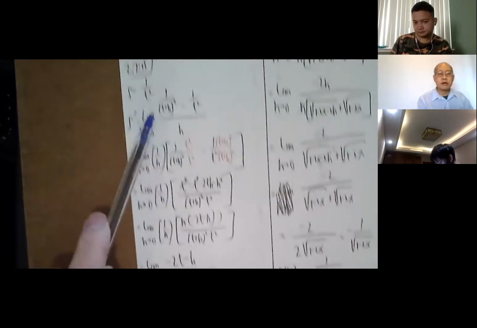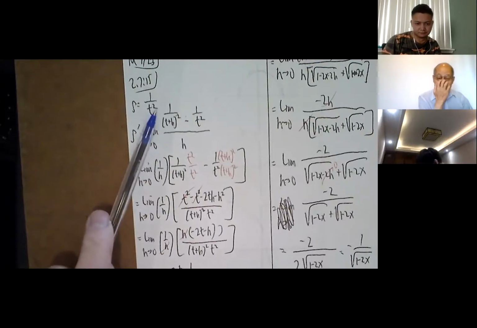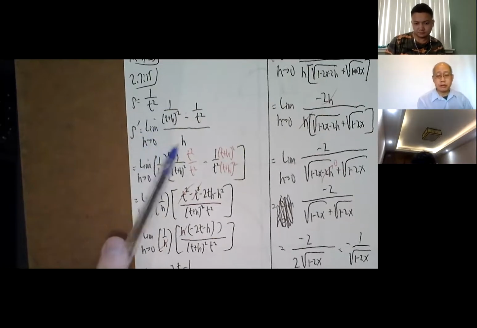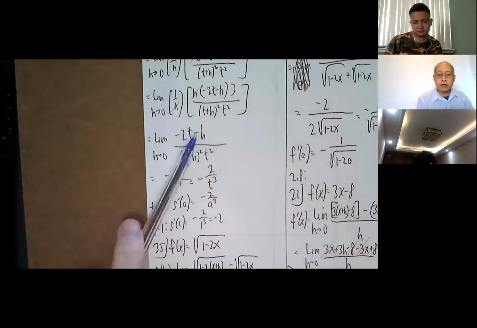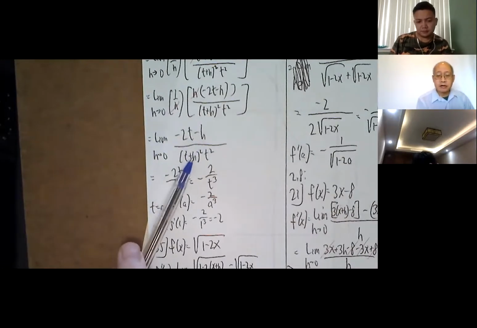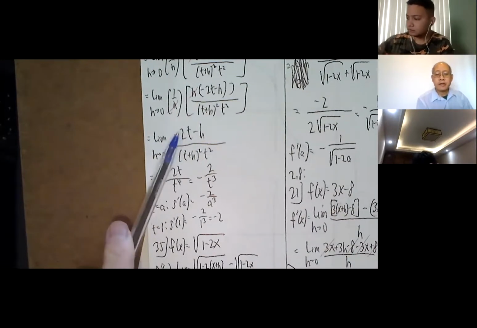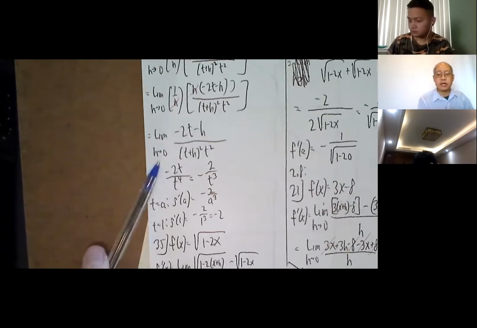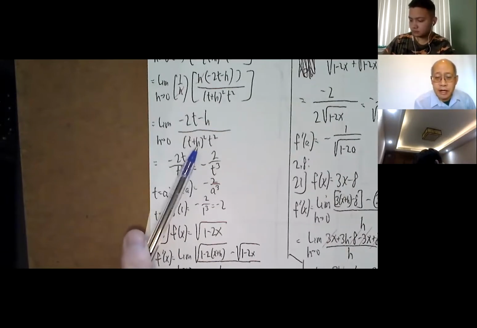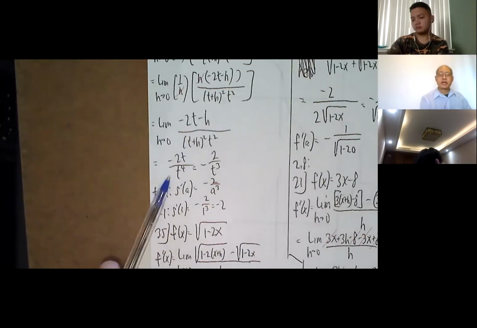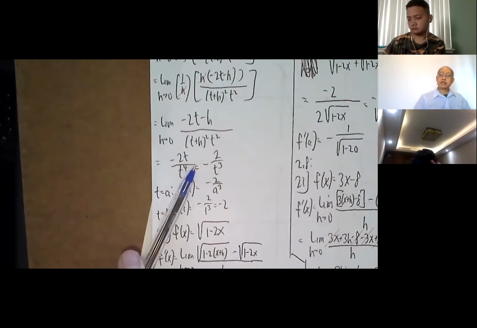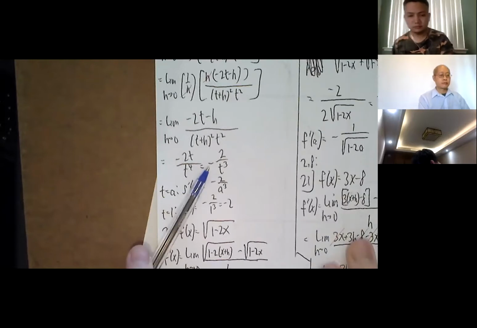You could not plug in 0 at the beginning. When you're doing these derivatives, you're never going to be able to just plug in 0 because you're dividing by 0. We have to somehow get rid of that h. Now that we got rid of the h, you plug in 0 right there and 0 right there. That gives me negative 2t minus nothing, negative 2t, over t squared times another t squared, t to the 4th. So the answer for the derivative function is negative 2 over t cubed. And there we go.